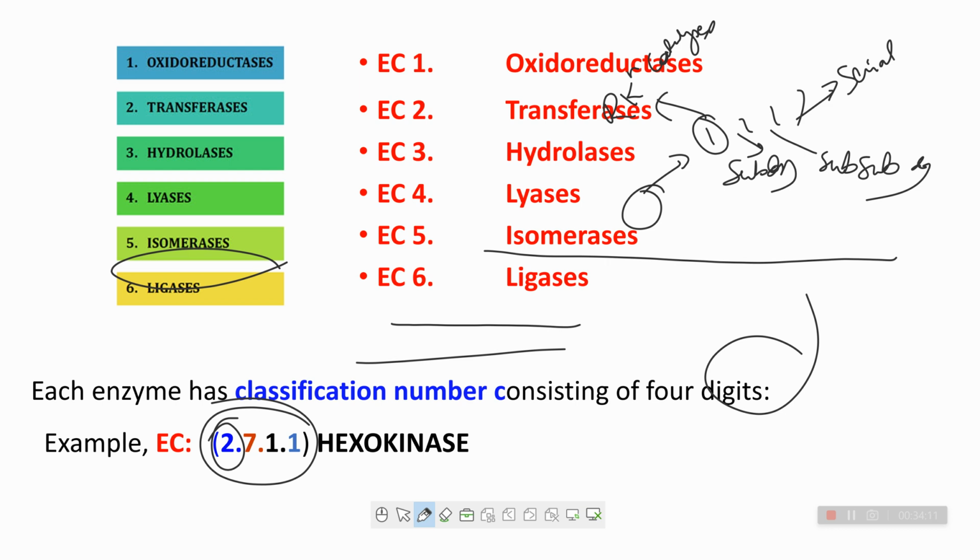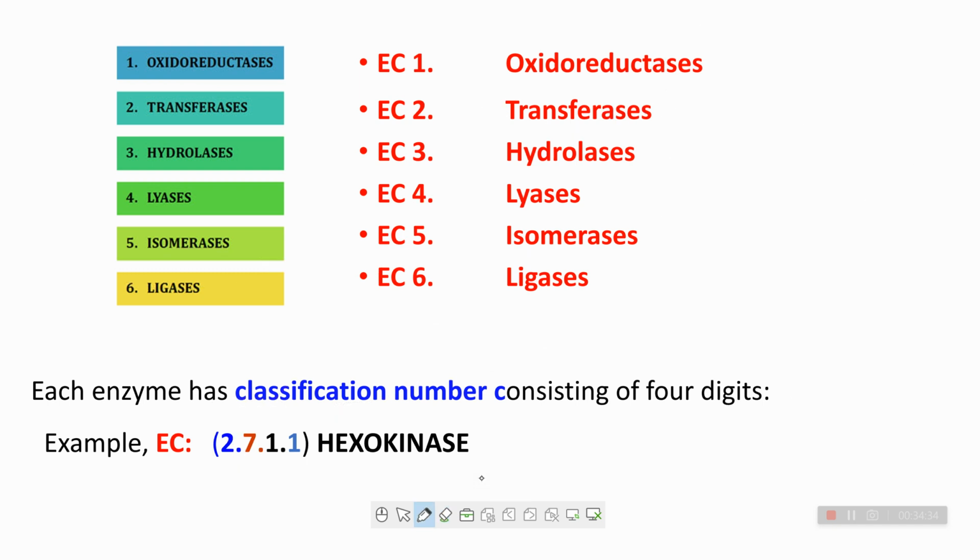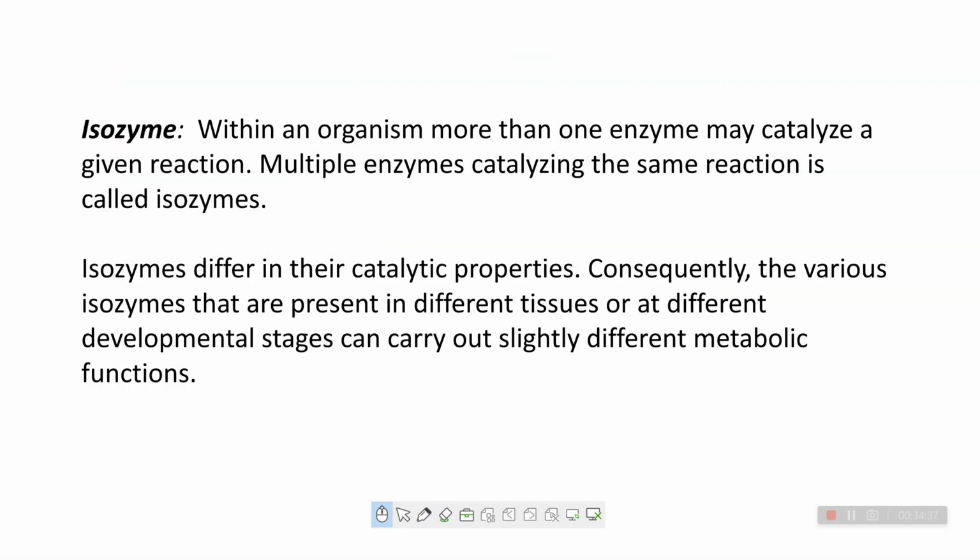Right? Suppose this is a hexokinase. Is this an oxidoreductase or a transferase? 2 means transferase. Then 7 means they are in a subclass of transferases. Then 1 is the sub-subclass, and the last 1 is the serial number of their discovery. Okay.